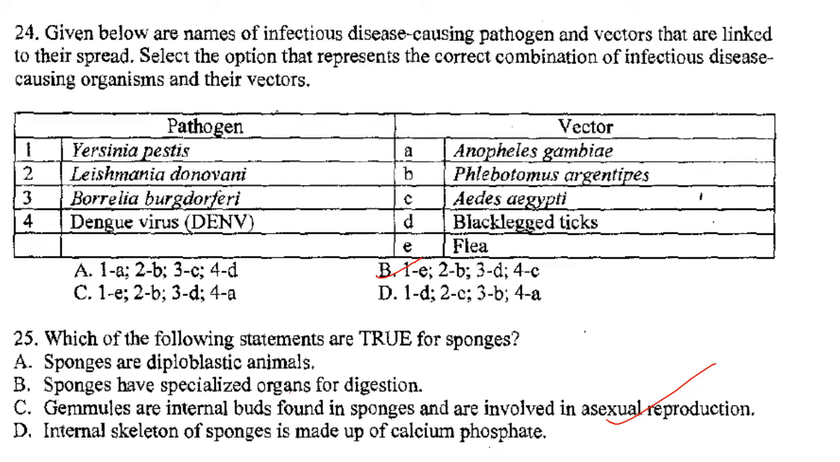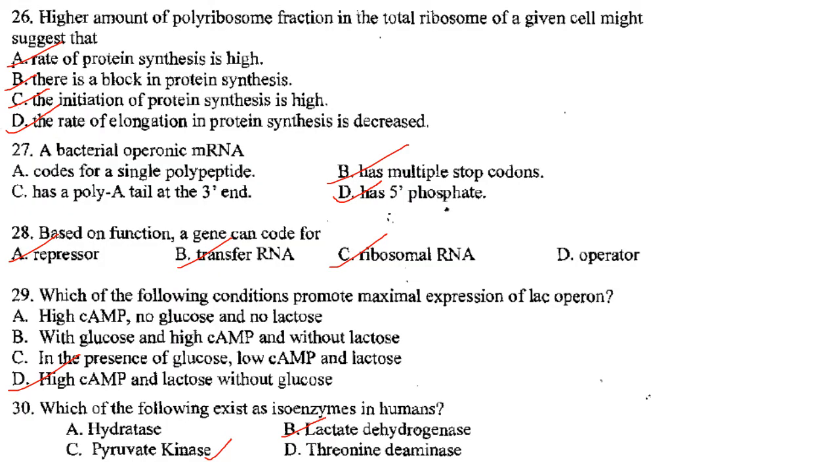The next one. Which of the following statements are true for sponges? So sponges are diploblastic animals. Sponges have specialized organs for digestion, no. Then gemmules are internal buds found in sponges and are involved in asexual reproduction. That is true in case of sponges. The others are wrong. From 26 onwards till 70, you have more than one correct answer. So you have to mark all the answers which are correct. Only then you will get marks.